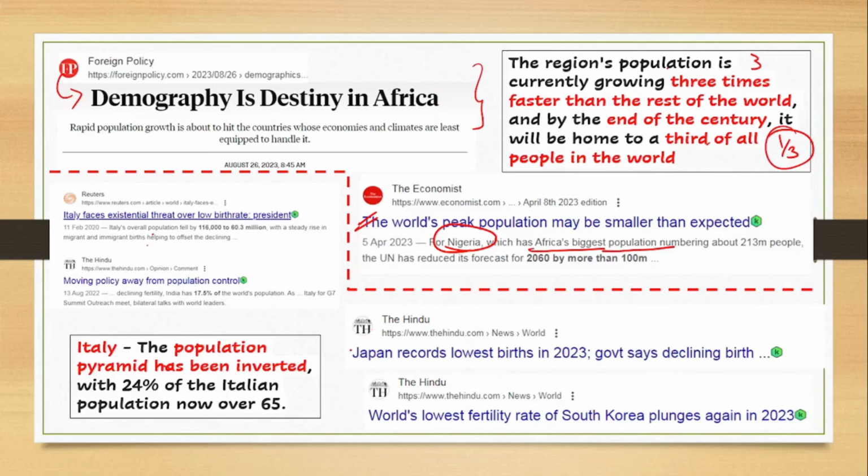Let's talk about Japan. We discussed that they have the lowest birth rates and an aging population, and Italy is also facing an existential threat due to lower birth rates. The population pyramid in Italy has been inverted. There are various reports that almost 25% of the population in Italy currently are people who are old, people who have already crossed the age of 65 years. So that is why the population pyramid is said to be inverted.